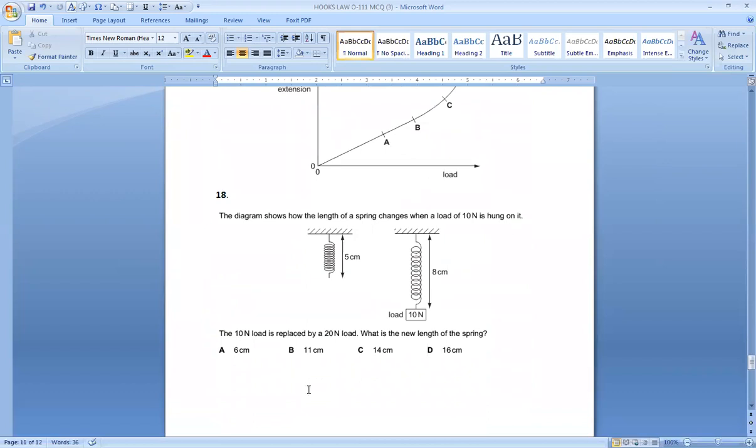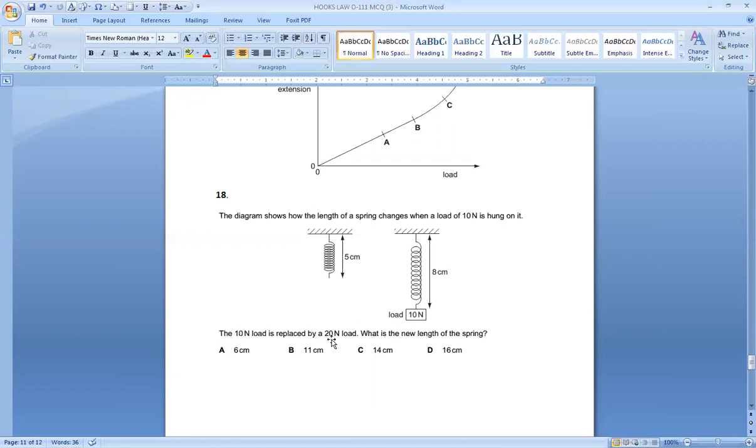Number 18. The diagram shows the length of the spring change when the load of 10 Newton is hung on it. Remember, 5 centimeter is the actual length of the spring. When we attach 10 Newton load, the length is 8 centimeter. It means extension is 3 centimeter. Actual length of the spring is 5. After the load of 10 Newton, the length becomes 8. It means for 10 Newton, extension is 3 centimeter.